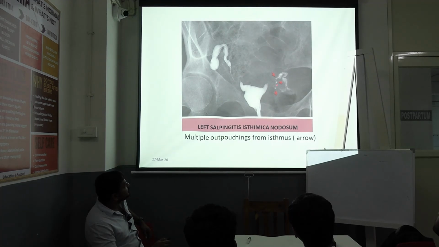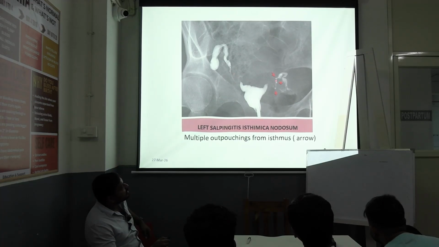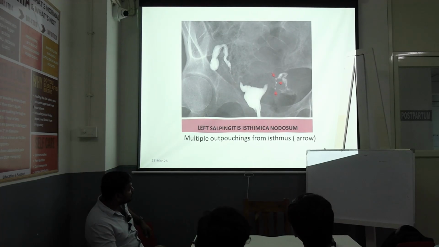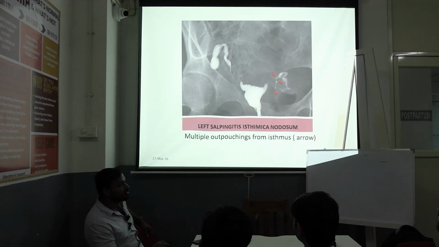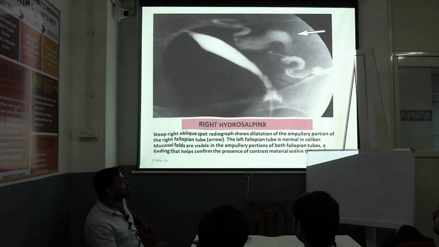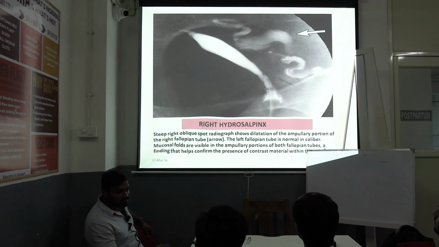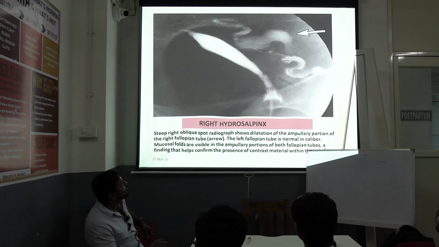See, there are node-like structures here, but not here. This is salpingitis isthmica nodosa, multiple outpouchings from the isthmus. There is something similar that we call beaded appearance. Beaded appearance, this we see in TB, that will come.